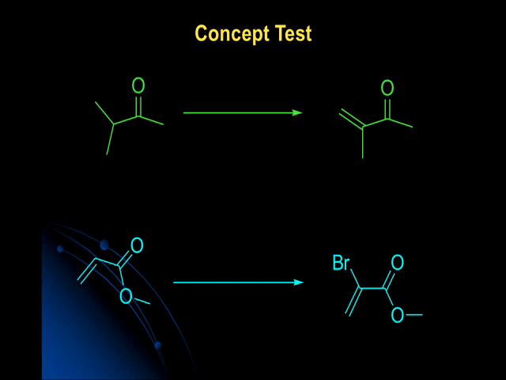Ah, yes. We're going to have to add something, right? And what do I know about the starting material? What do I have that I can add something to? What functional group do I have that I can add? I've got a double bond, right? What can I add across double bonds? I can add halogens across the double bond, right? So let's look at that.